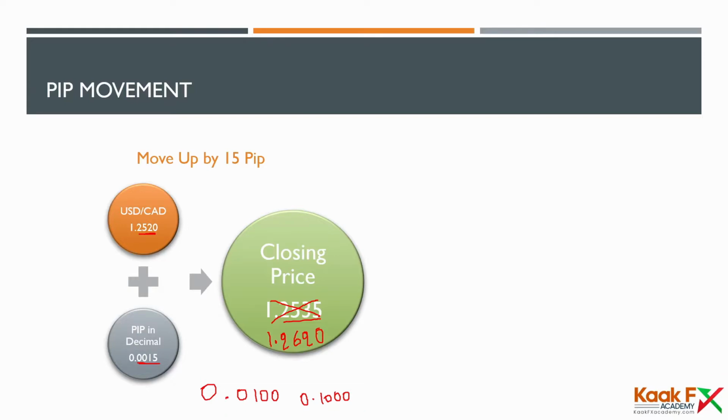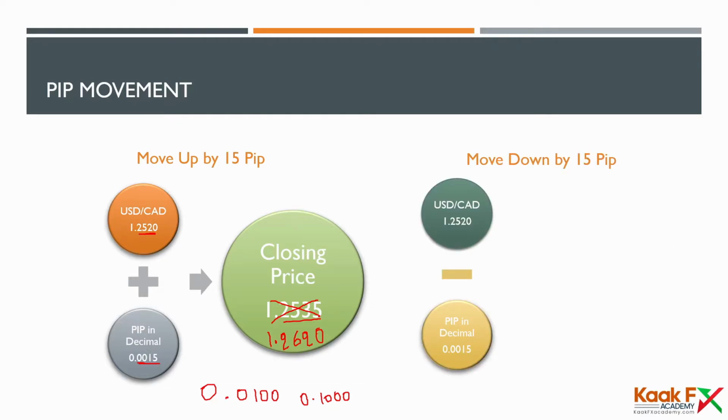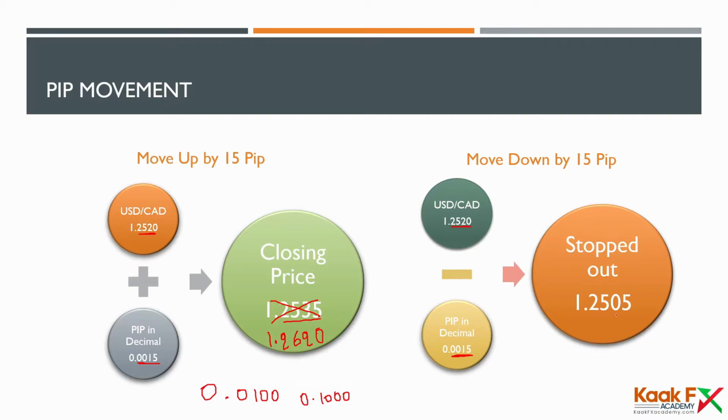Now let's take a look at an example of a 15 pip move down. Let's say we bought this currency pair at 1.2520 and we got stopped out for a loss of 15 pip. What is our closing price? In this scenario, our closing price would be the entry price of 1.2520 minus the number of pip in decimal, again 0.0015, and the closing price would be 1.2505. So we got stopped out at that price for a loss. 15 pip is a very low stop order. I never use 15 pip. Very rarely when I'm scalping, I might use a 15 pip stop order, but usually stop orders are higher than that.